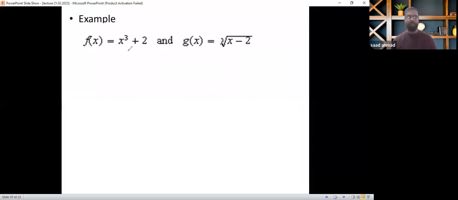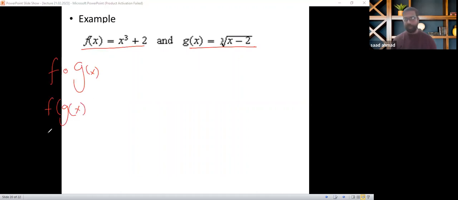Let's say I have two functions, f of x and g of x. Now I want to check if they are inverse functions of each other or not. So what we do is we do f of g of x, right? So it means f of g of x, like that.